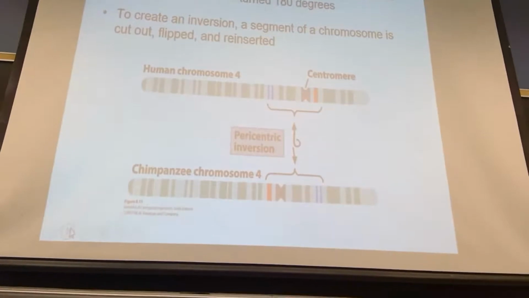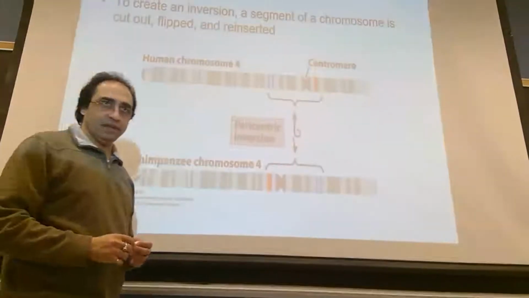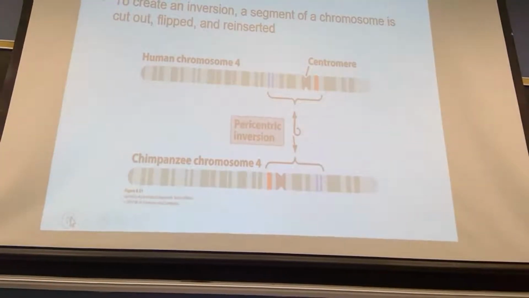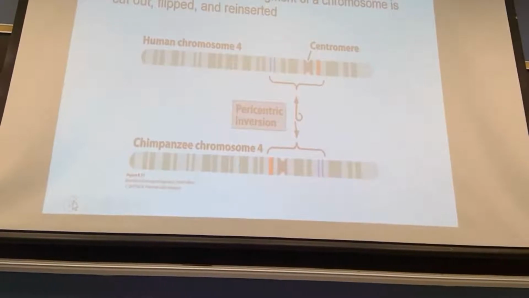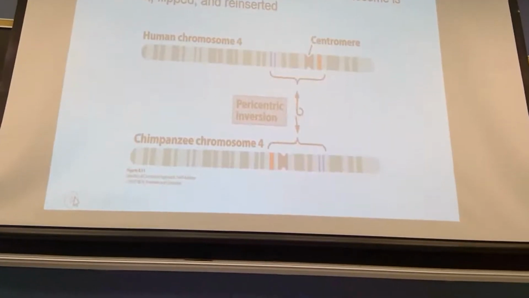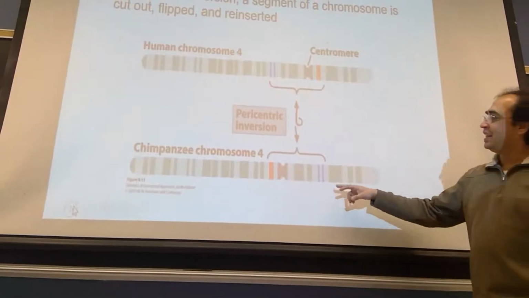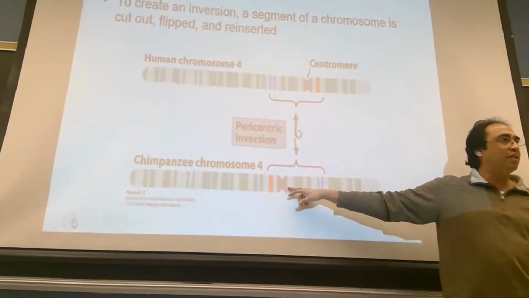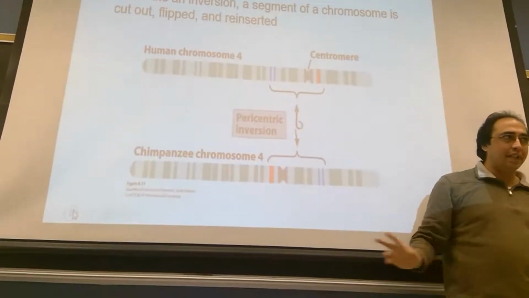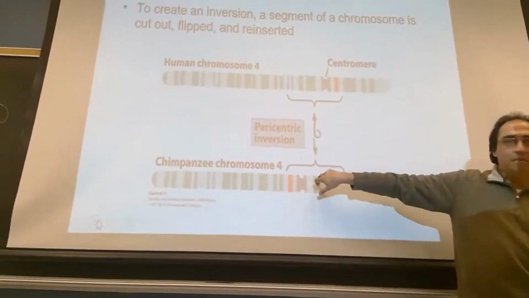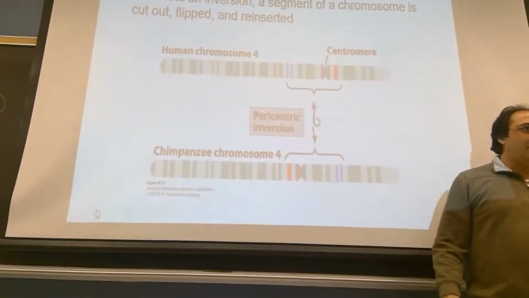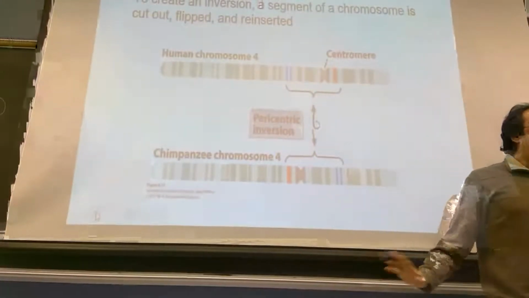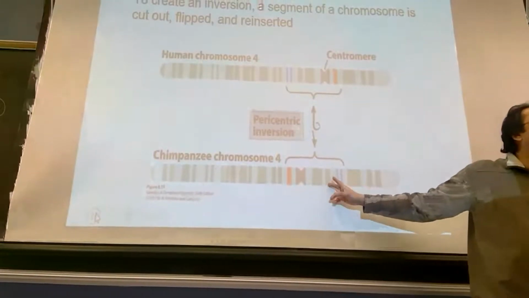Okay, so these are all about deletion. Now the inversion. Inversion means the chromosomal segment had a break, but it got back into the chromosome in inverted order. This is a very interesting thing: human chromosome number 4 and chimpanzee chromosome number 4. The difference between these two chromosomes is that this part in the chimpanzee chromosome is inverted. All the other genes are the same, because this is only inverted.